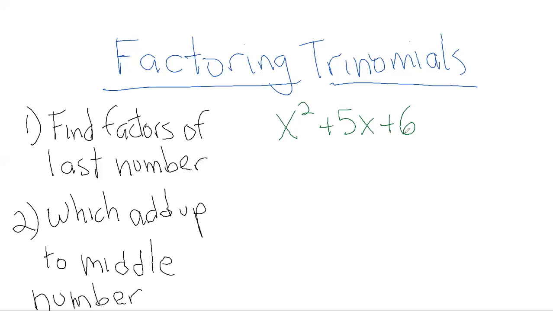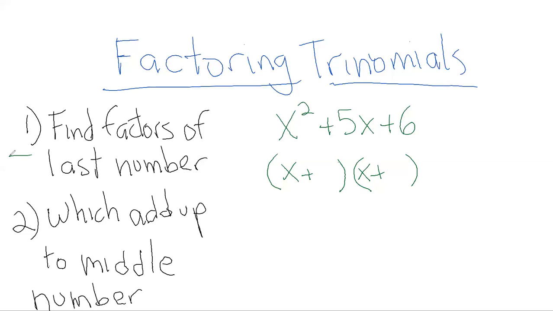that multiplied gave us this? So we know that the two binomials look like this, two parentheses with an x and an x, plus and plus. So let's look at step number one, find the factors of the last number, being the 6. So what are the factors of 6?